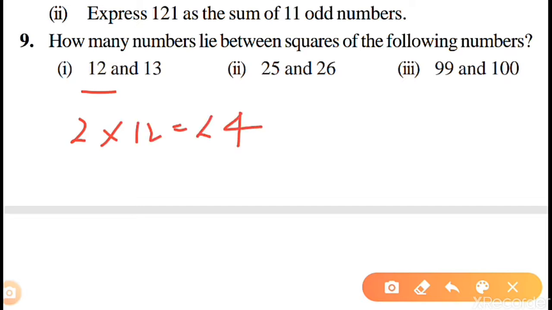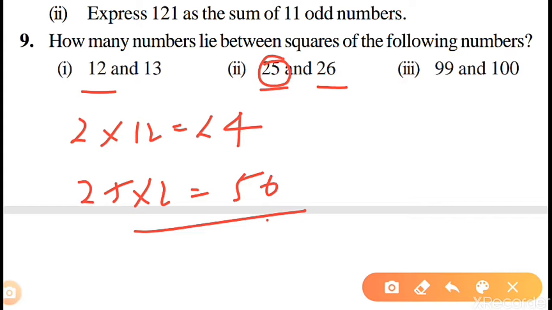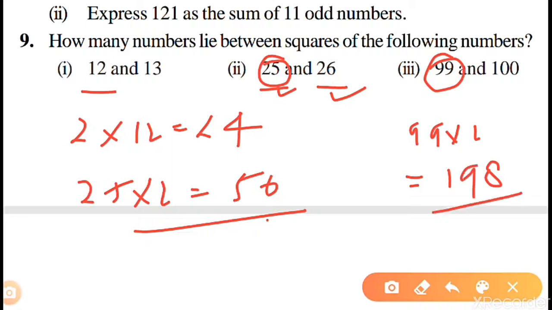Similarly, 25 और 26 के स्क्वायर के बीच में कितने नंबर लाइज करते हैं, वो स्मॉलर नंबर लेंगे और उसको मल्टीप्लाई कर देंगे. सो 25 इंटू 2 इज इक्वल टू 50. So there are 50 numbers between the squares of 25 and 26. स्मॉलर नंबर को लेना है और उसे मल्टीप्लाई कर देना है. So 99 into 2, and that is equal to 198 numbers between the squares of 99 and 100.